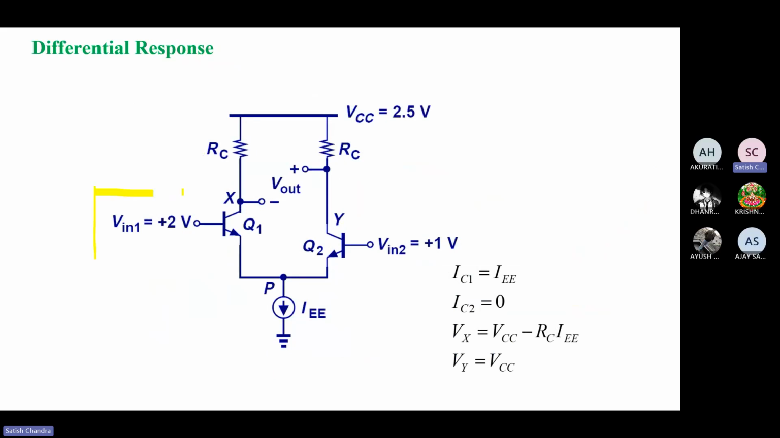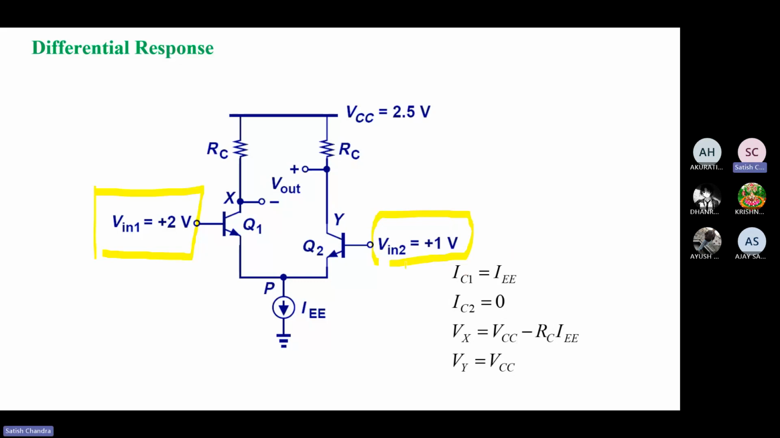If I'm giving a Vin1 as +2 volts and Vin2 as +1 volt, now we have a difference of the voltages. So what is going to happen? That is going to change the value at Vx and Vy. How is it going to change?